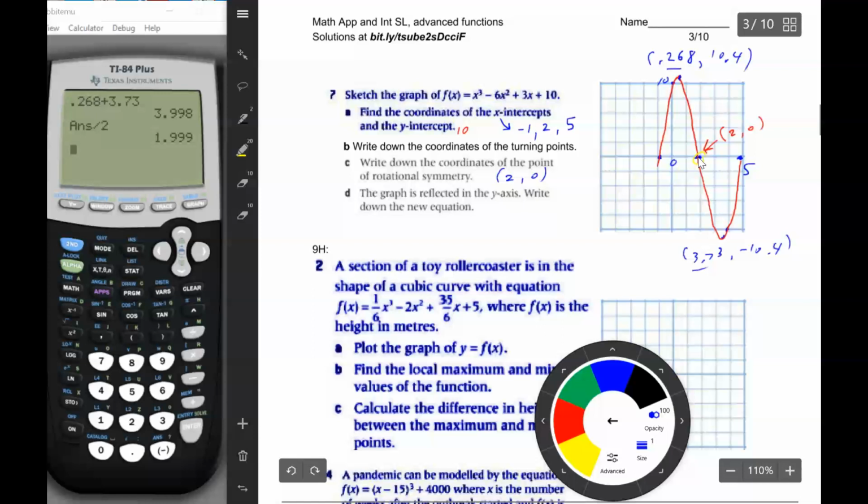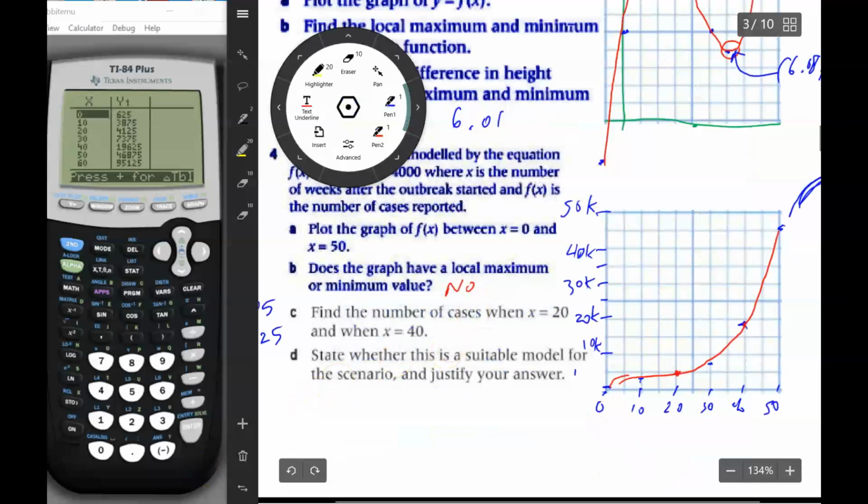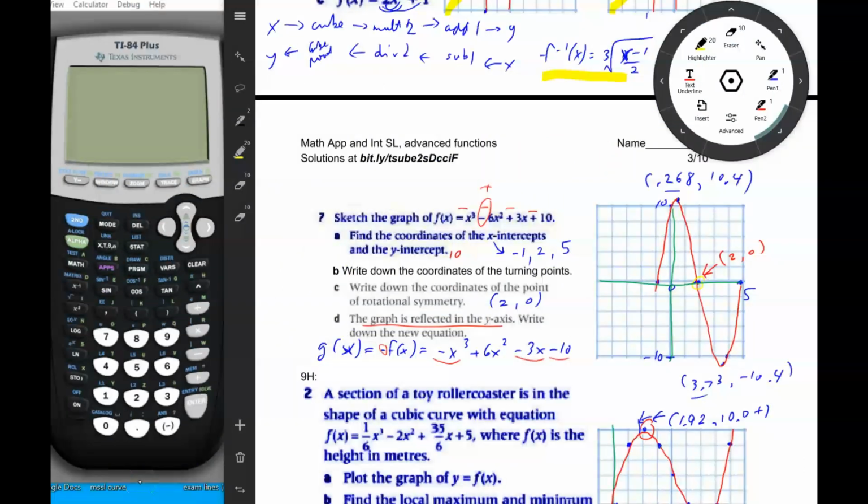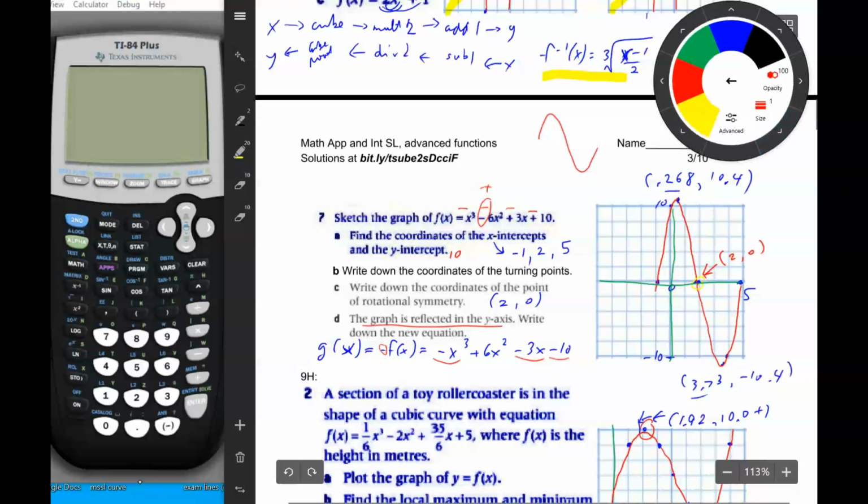D, the graph is reflected in the y-axis. Write down the new equation. Okay, so when you would like to reflect the graph in the y-axis, that means you are going to take this function that looks like this, and flip it around the green line, right? So you have the green line here, and you want to flip it, and then it would kind of look like that, right?